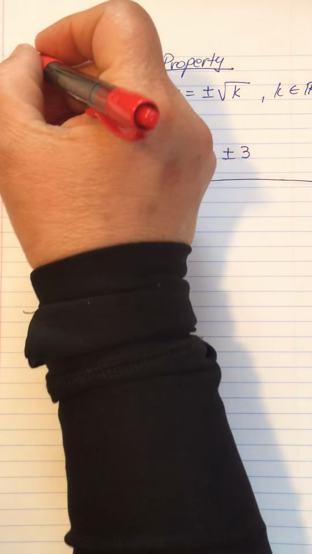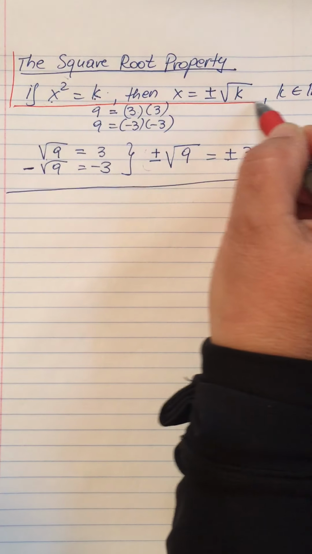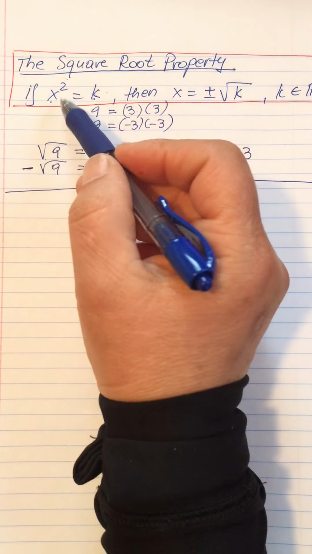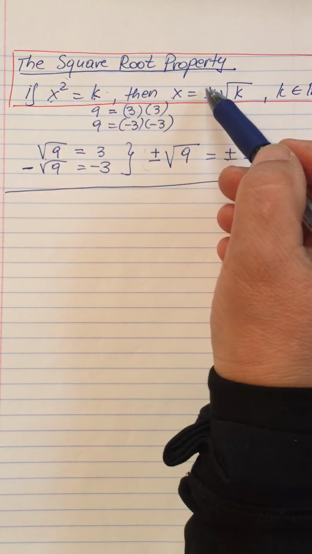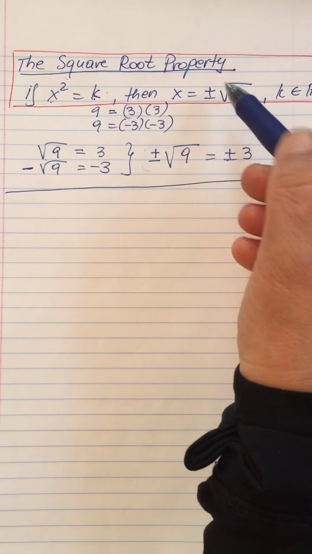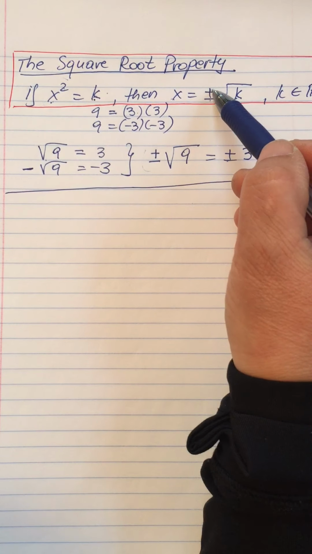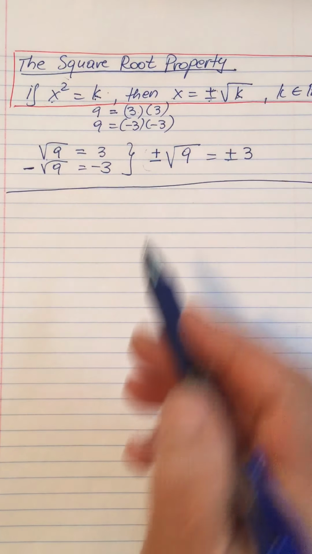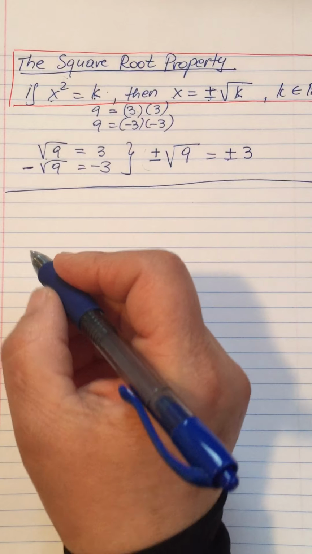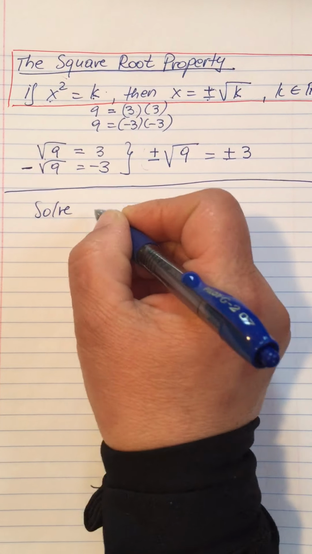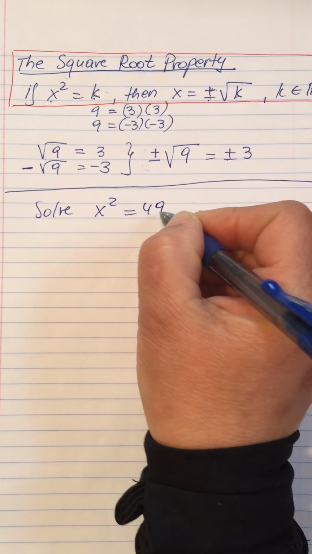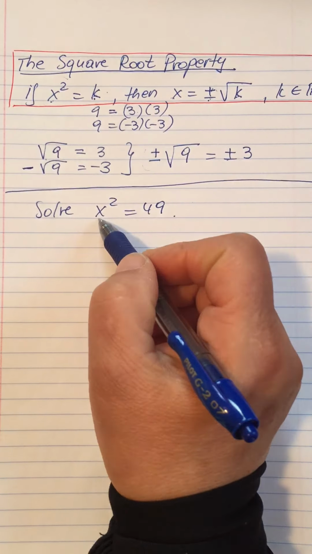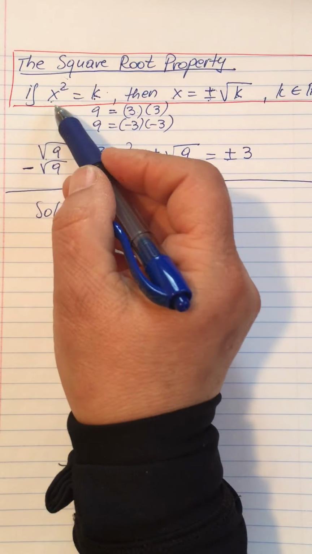Okay, and now I am using this. If x squared is equal to k, then x is plus or minus the square root of k. So these are not plus and minus, these are the signs of the square root, positive and negative square root of k. Okay? Now, what was the problem? Our problem was solve x squared is equal to 49. So I'm not using factoring, so this is the best way. X squared on one side and the number on the other side, as the property said.